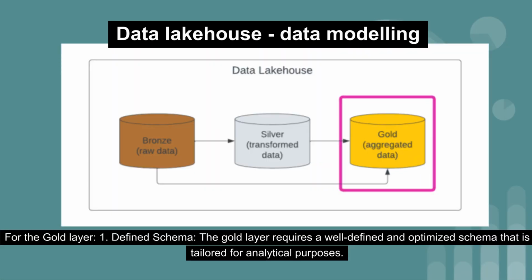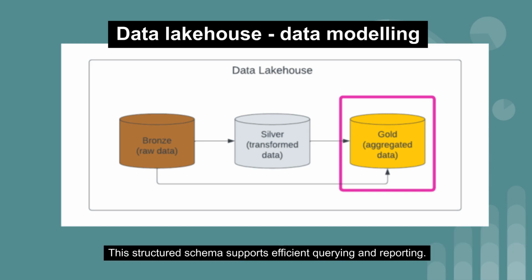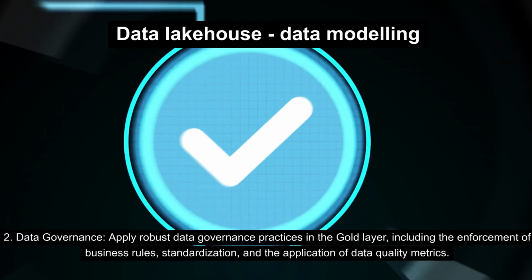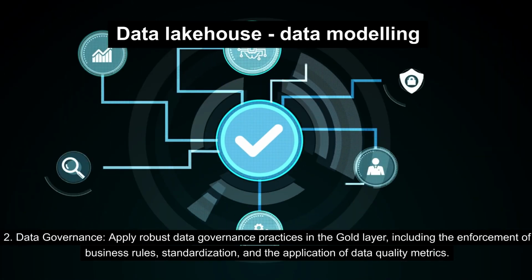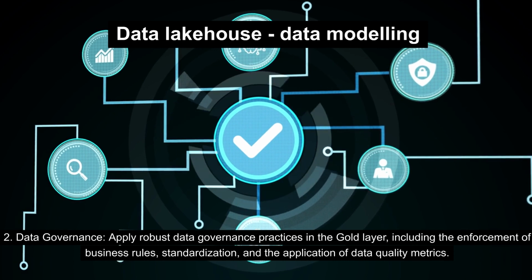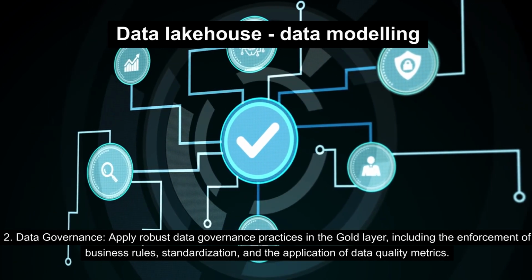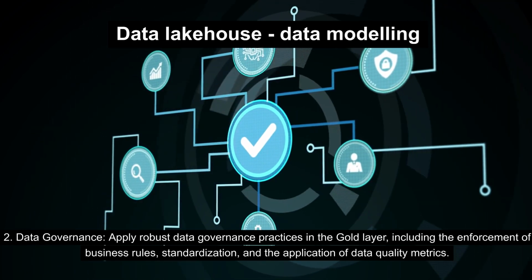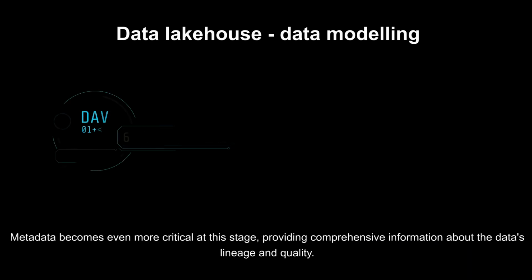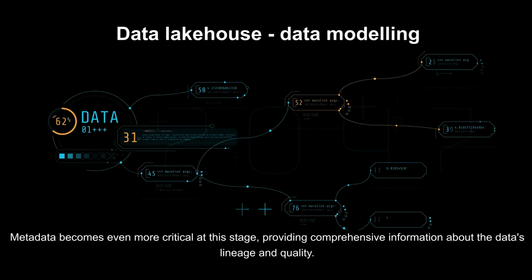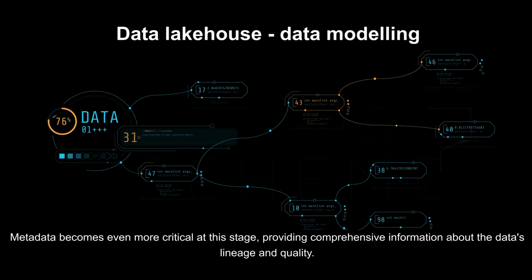For the gold layer, 1. Defined schema. The gold layer requires a well-defined and optimized schema that is tailored for analytical purposes. This structured schema supports efficient querying and reporting. 2. Data governance. Apply robust data governance practices in the gold layer, including the enforcement of business rules, standardization, and the application of data quality metrics. Metadata becomes even more critical at this stage, providing comprehensive information about the data's lineage and quality.